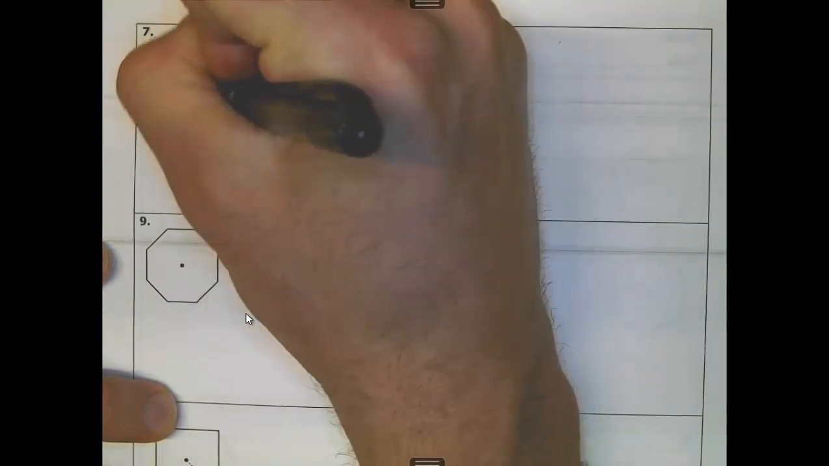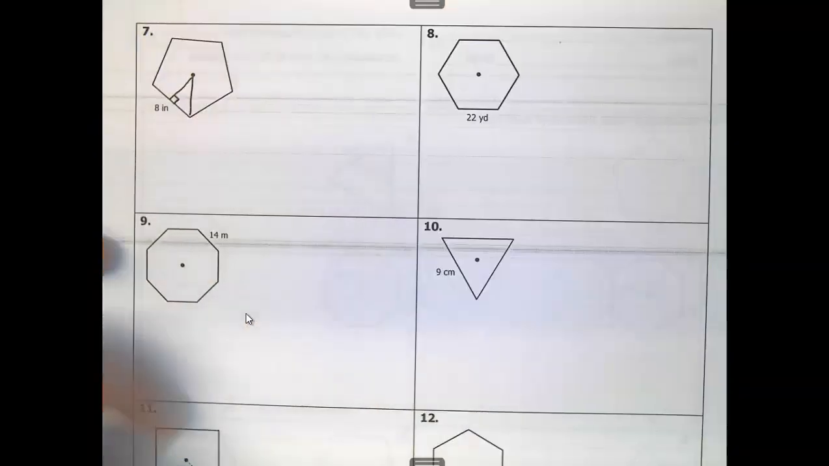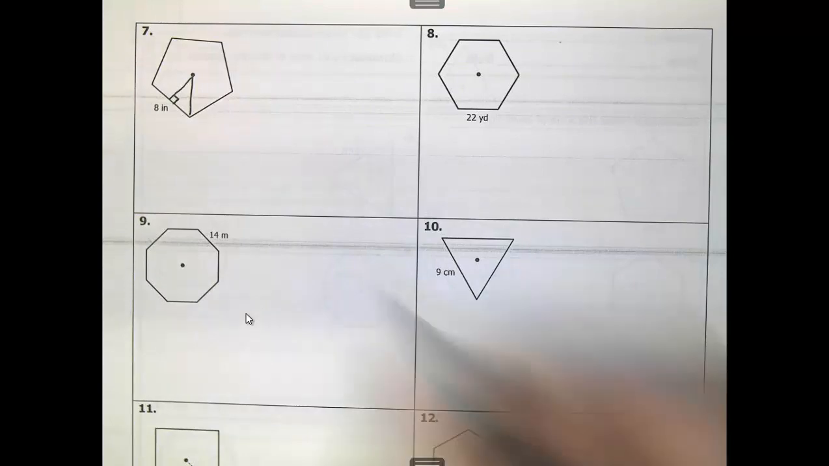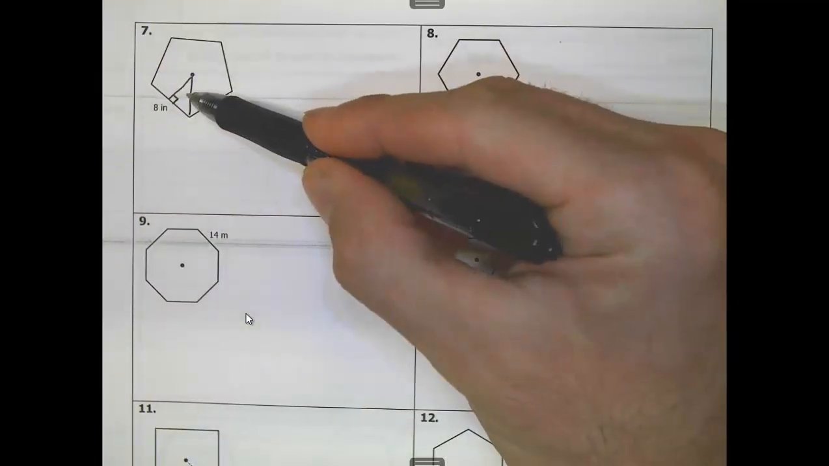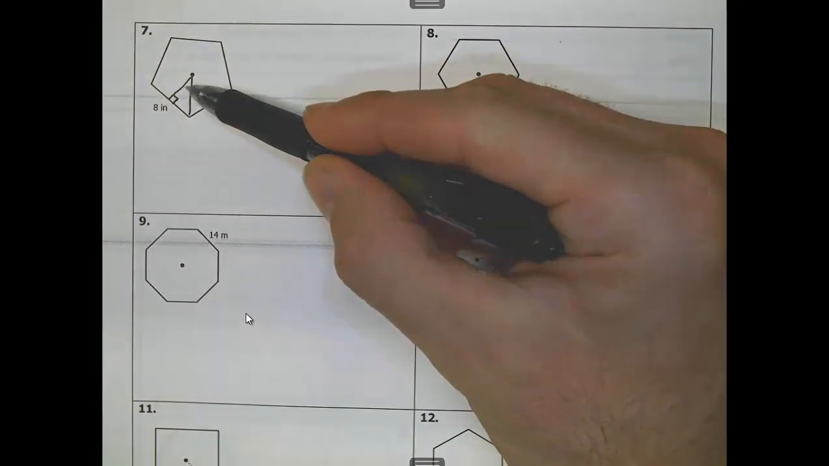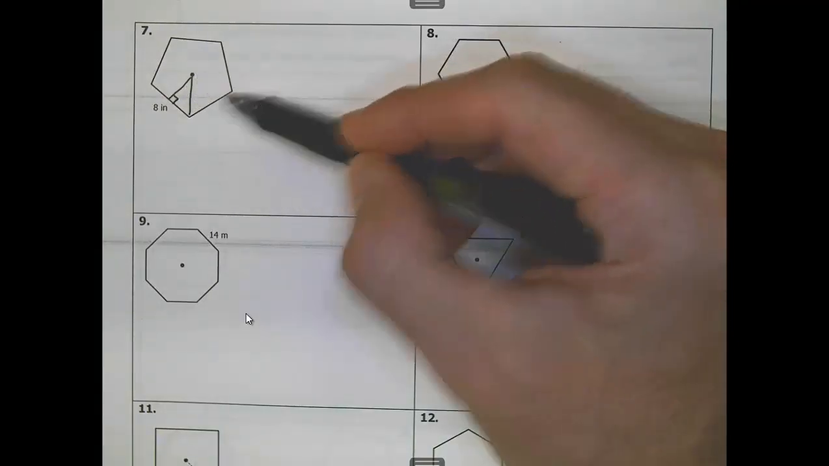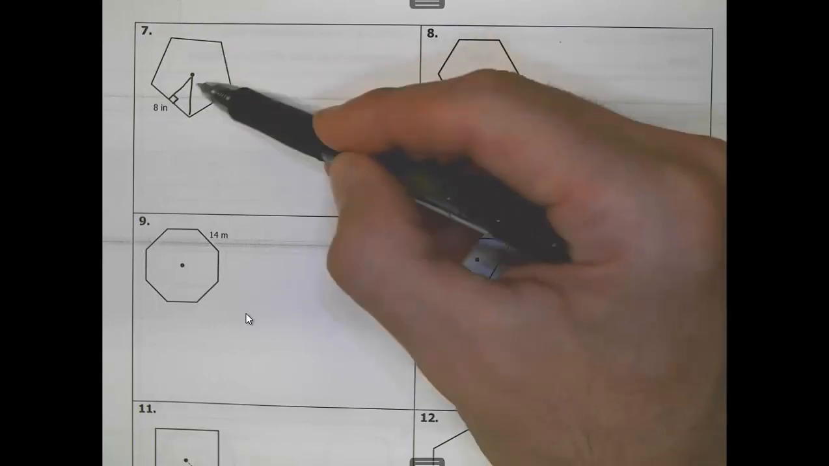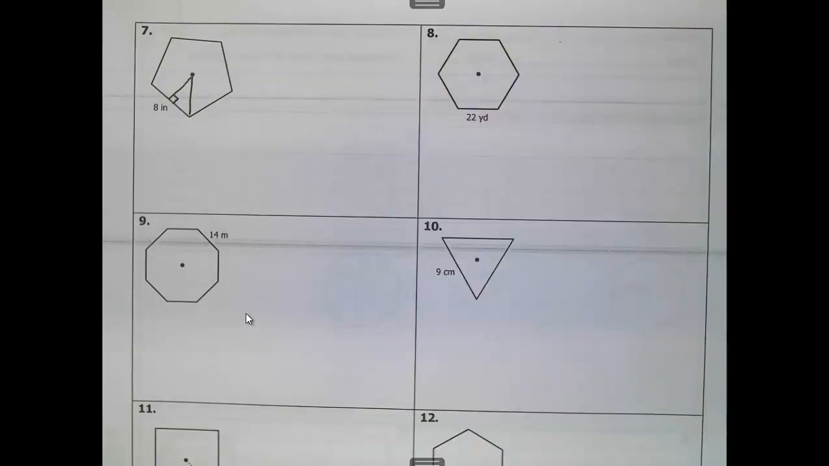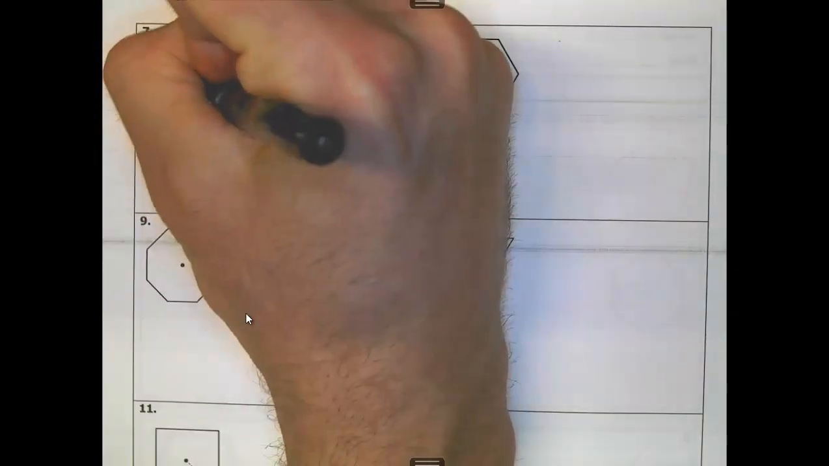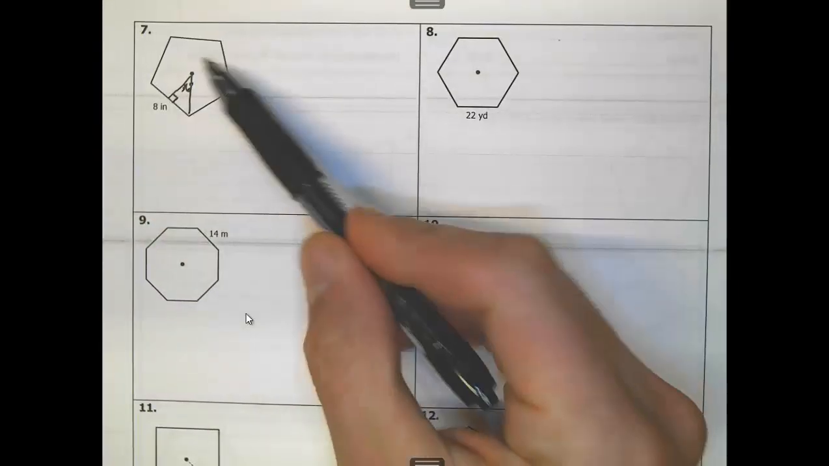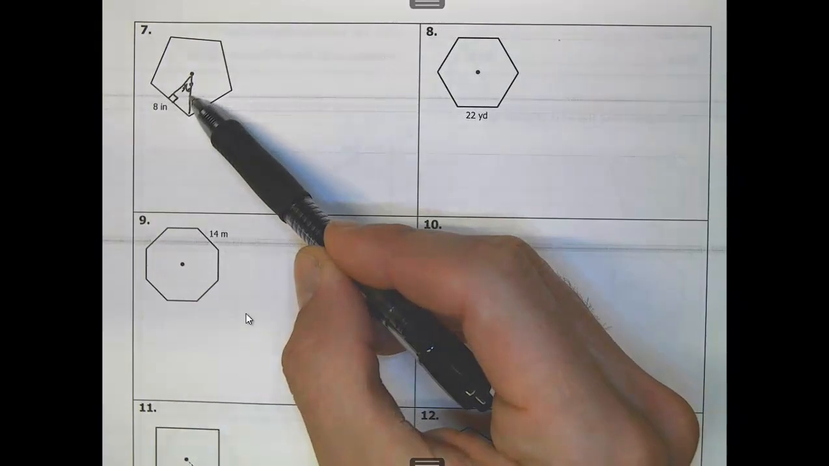Let's try number 7 now. Once again, draw your triangle formed by the apothem and your radius. Alright, and then you are going to try to find your angle right here. So once again, if you draw the big triangles formed by the side and divide by 5, you get 72 degrees. So half of that would be 36. So this angle right here is 36 degrees inside of there, if you can see that.